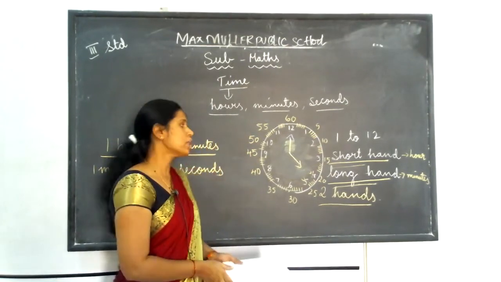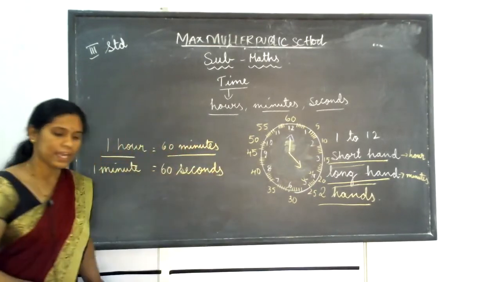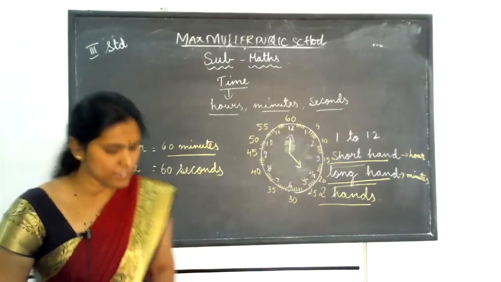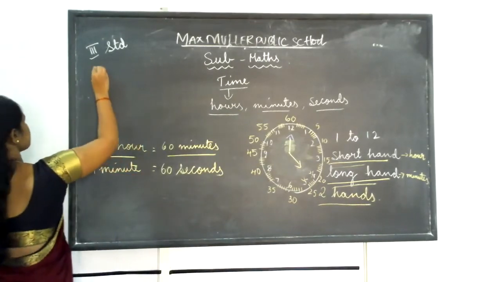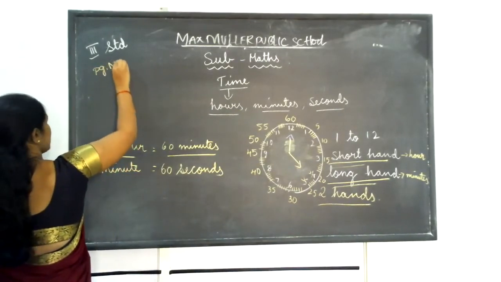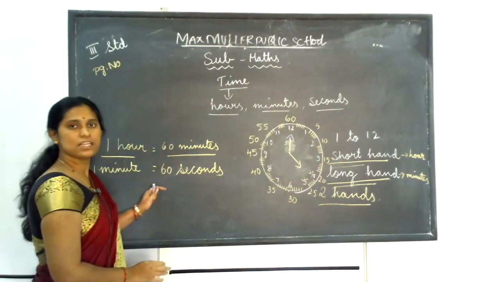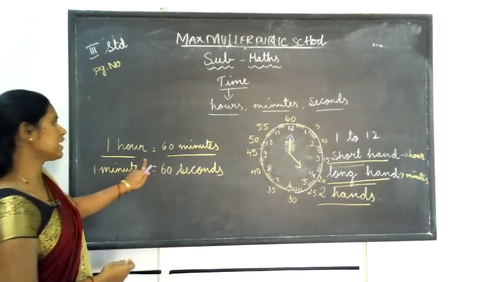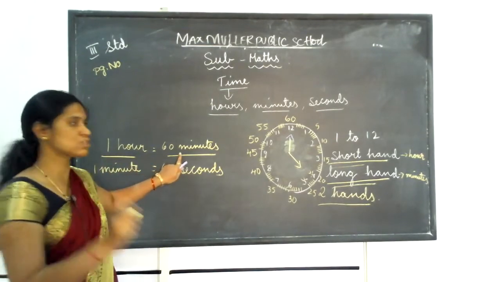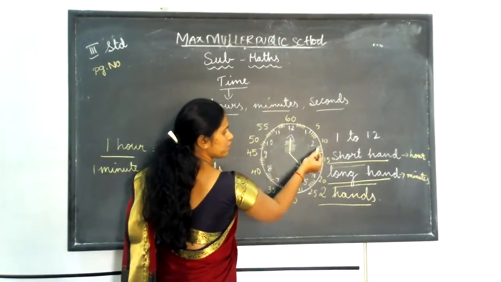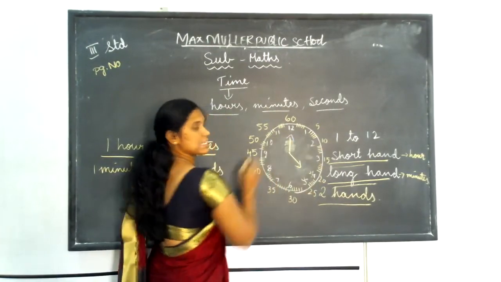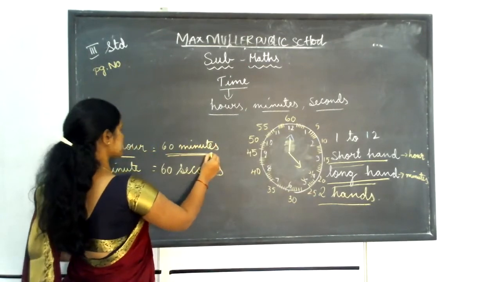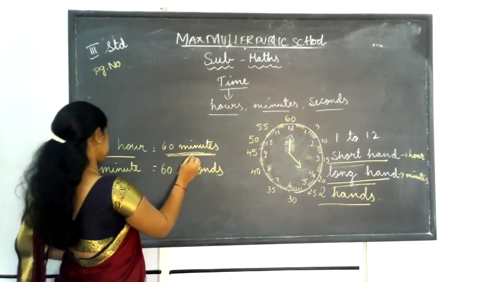Understood, all of you? Next we will do our exercise part. Exercise 1. Already I have explained it in the class, a recap. Understood all of you? 1 hour, 60 minutes. Small lines are there; if you count them, it will be 60. So 60 minutes, 1 hour.